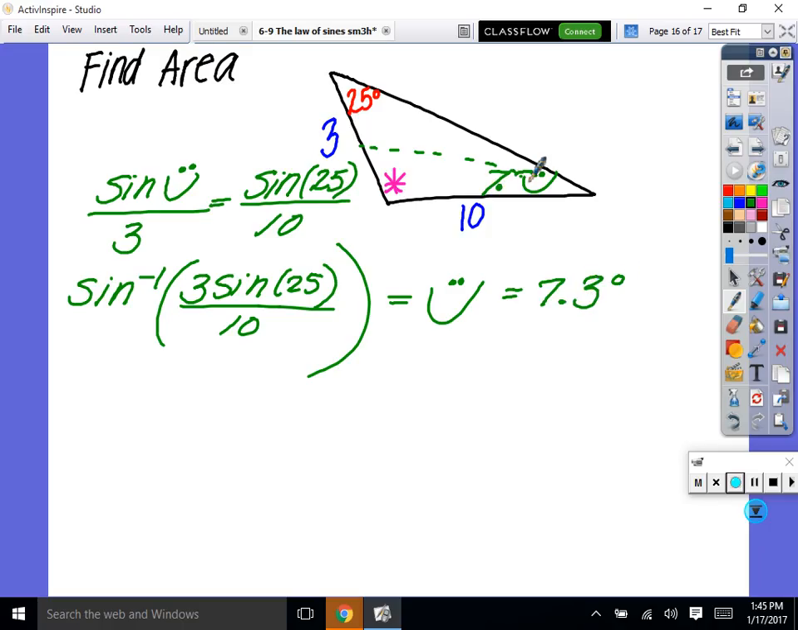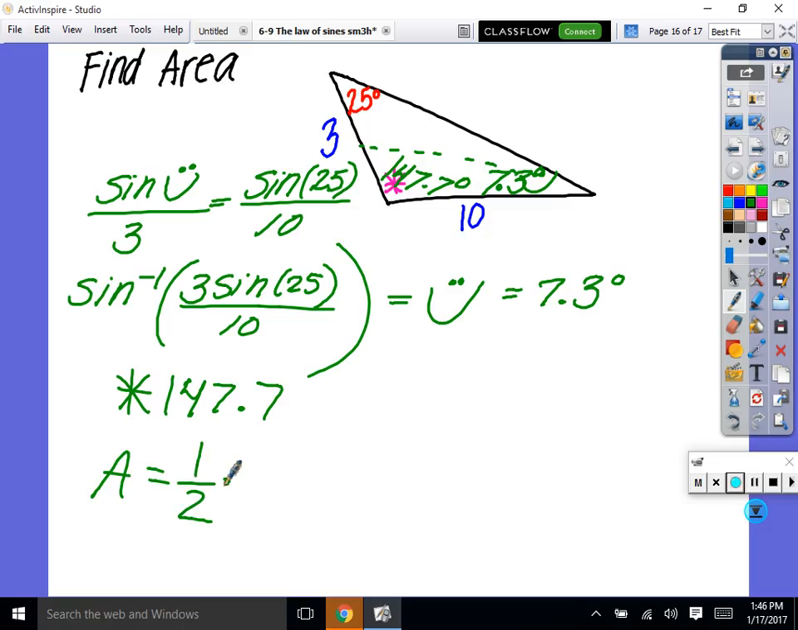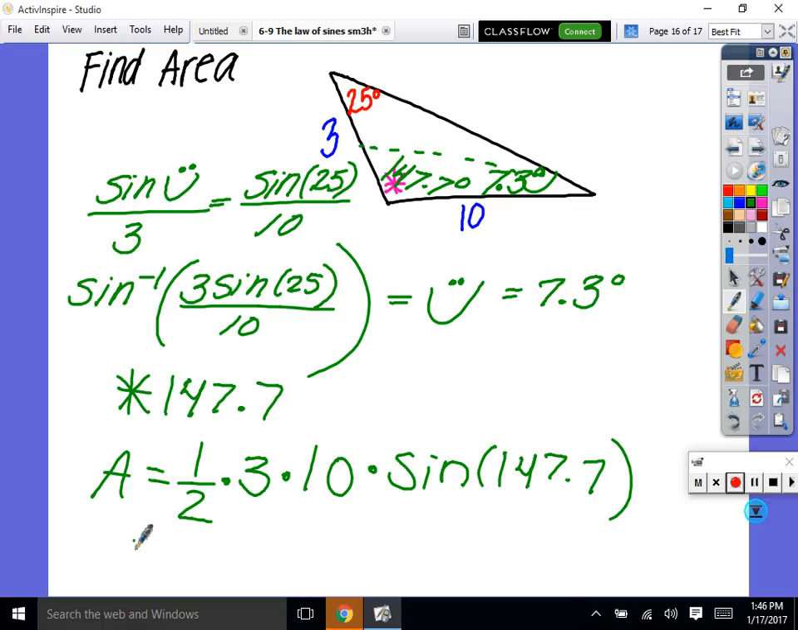So now that we know smiley face is 7.3 degrees, what is star? 180 minus 25 minus 7.3. That's 147.7 degrees. We can now find the area. So we have to do a little bit of work. 1/2 times side 1, which is 3, times side 2, which is 10, times the sine of the angle in between. Roughly 8. Okay, good.